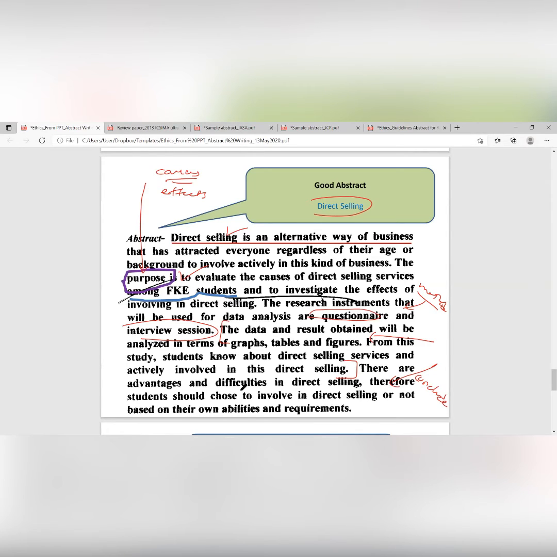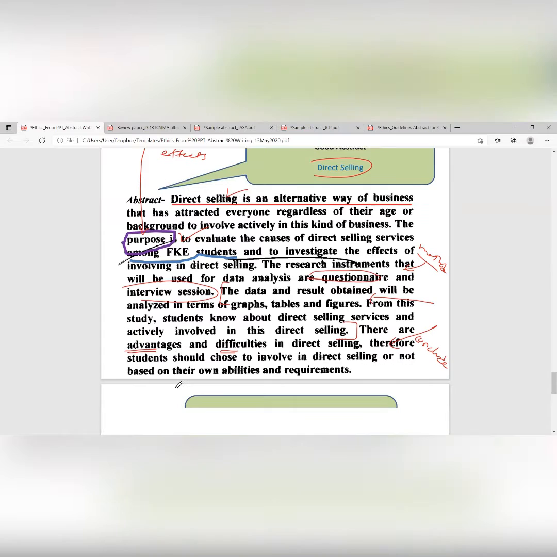In this paper, the conclusion doesn't really mention the purpose, but instead the author mentioned that there are some advantages and difficulty in direct selling. So we expect that they will mention that in the body of the report.